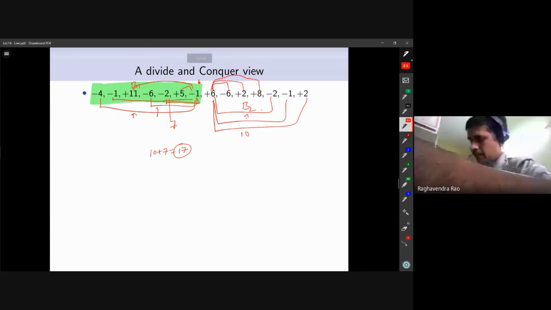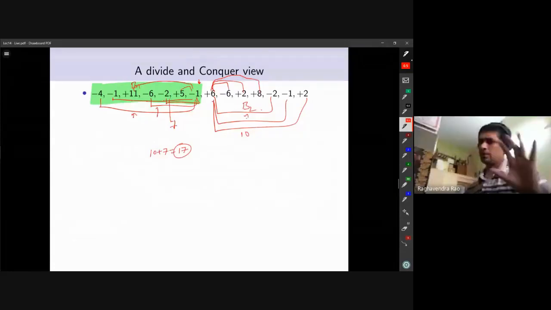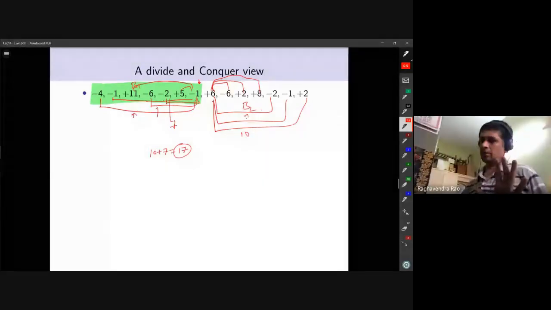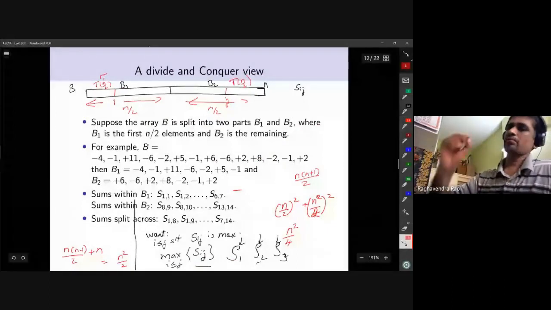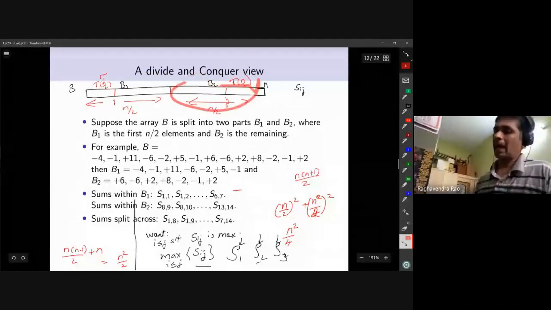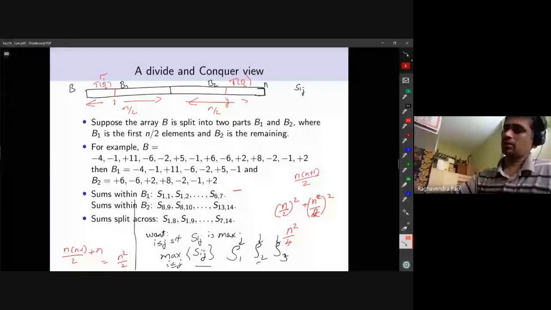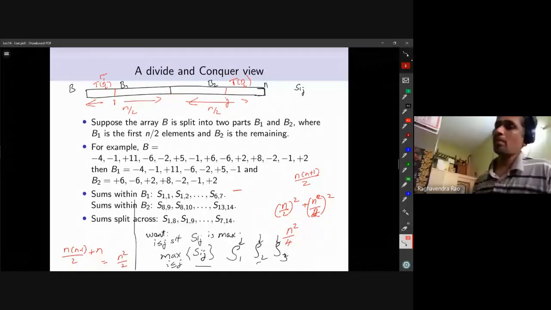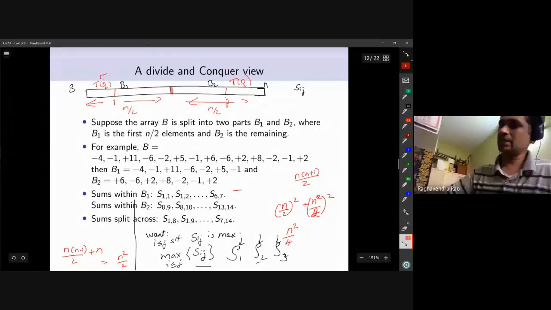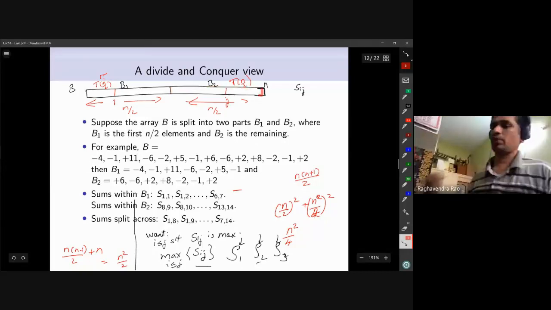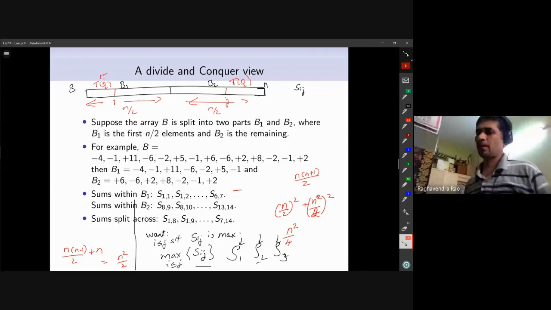Is the solution clear to everybody? So now we are ready to write the algorithm. We are going to split the array into half, recursively compute the maximum subarray in the first half, recursively compute the maximum subarray in the second half, and also compute the maximum sum among subarrays in B1 that end at n by 2, and similarly the maximum sum among subarrays in B2 which start at n by 2 plus 1, that is, the first index of B2, sorry, and take the maximum. That is it.